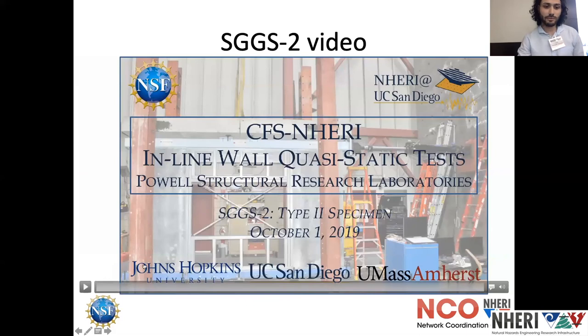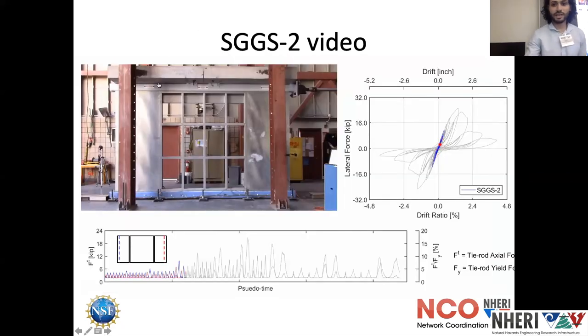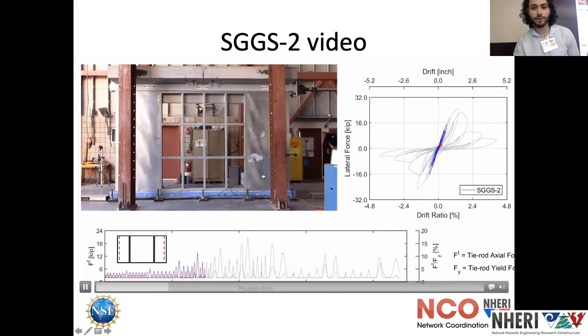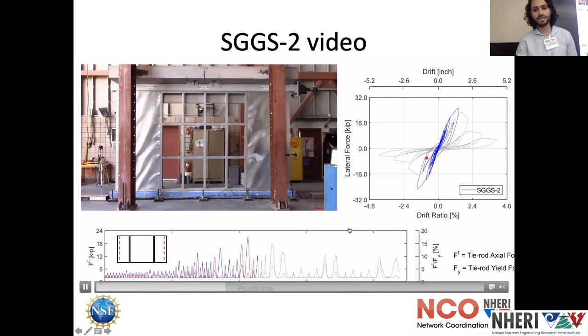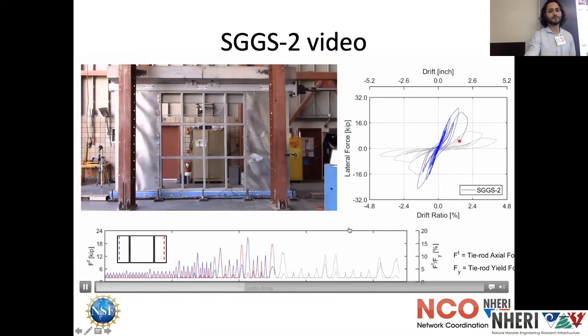Here we can observe a video of the SDGS-2 specimen being tested at UCSD. At the left, we can observe the actual test occurring. At the right, we can see the force displacement curve data. And at the bottom, we can see the force that the tension tie rods are experiencing.